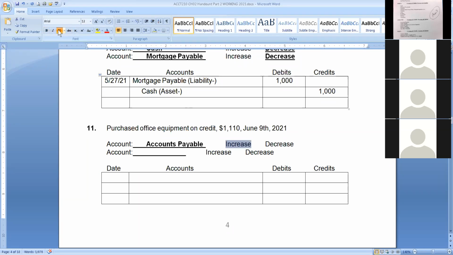And then equipment? Yep. Equipment going up or down? It's going up. So accounts payable is going to increase and equipment will increase.